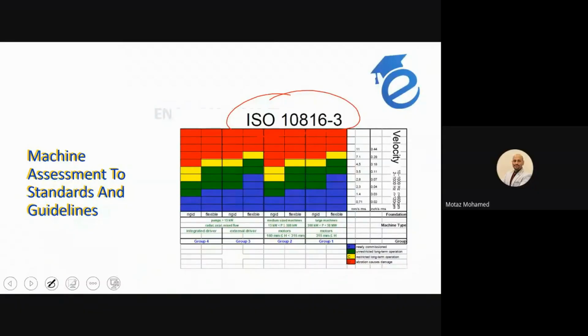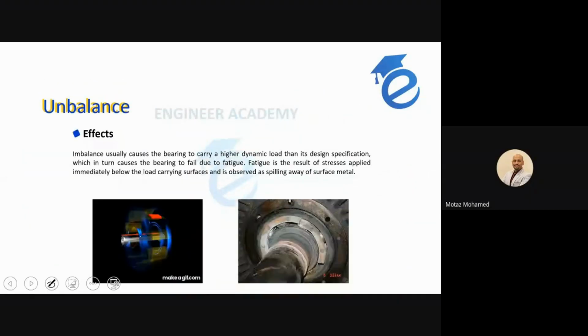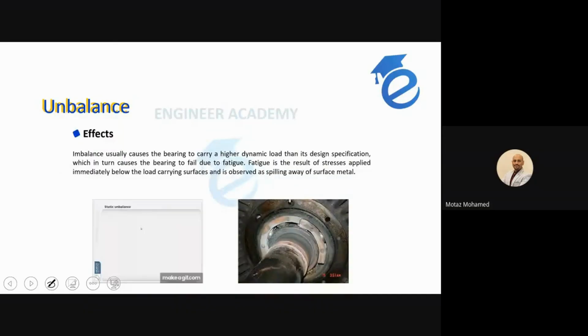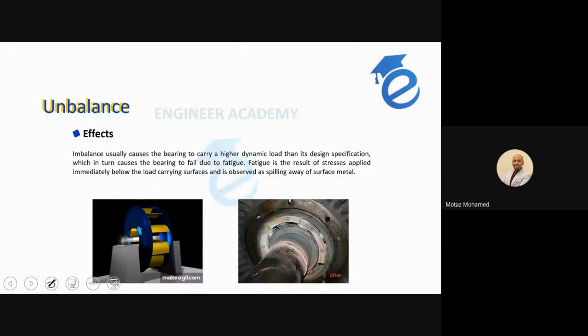In this case, we have different criteria or different guidance to guide us whether this vibration level is accepted or rejected. It depends on the power, the foundation, the rigidity of the foundation, and the equipment power. A lot of case studies also we will manage in our course, including unbalance, misalignment, as I told you.